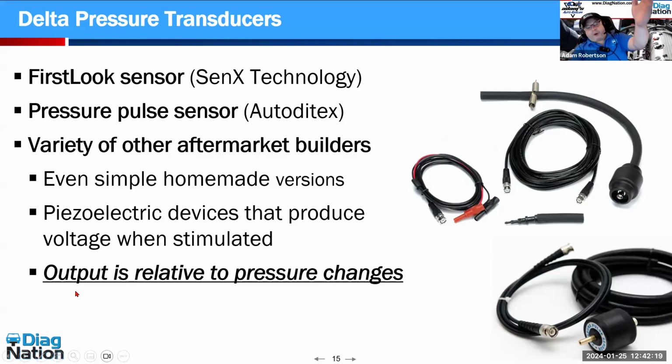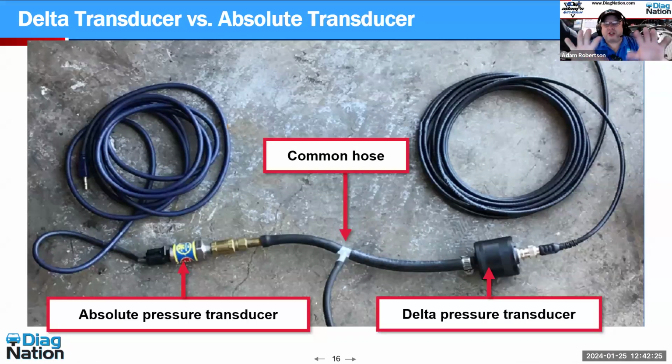And then you can see what I put on the screen. I said the output now is relative to pressure changes. Let's do a little demonstration here. And hopefully, Joanna, I hope this helps to answer the question earlier, because this is probably one of the best demonstrations that I have played with, performed, and shown.